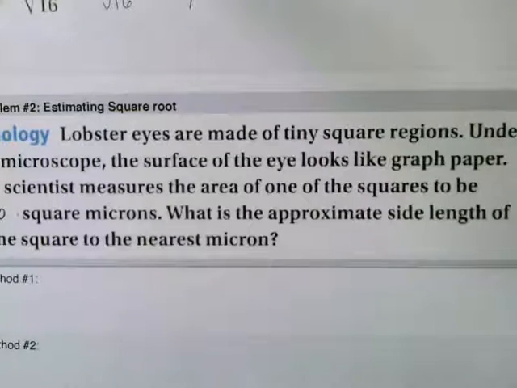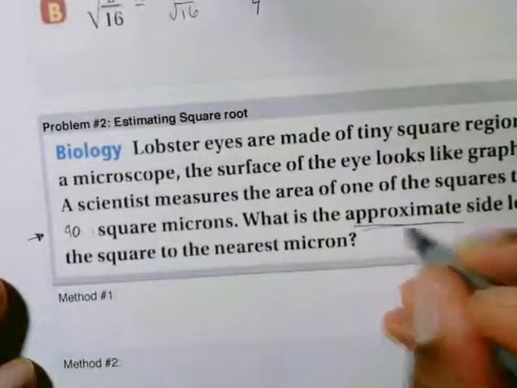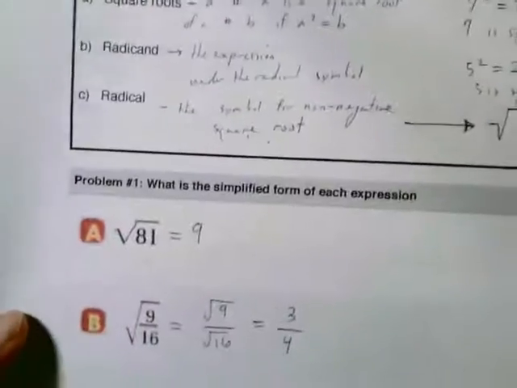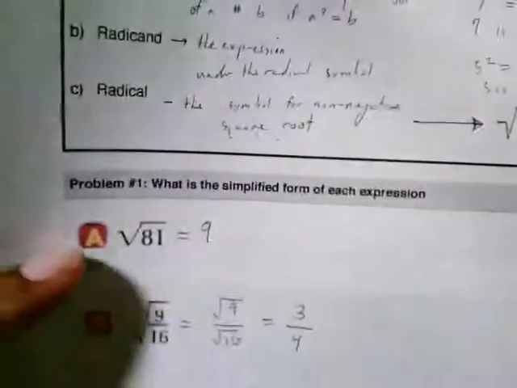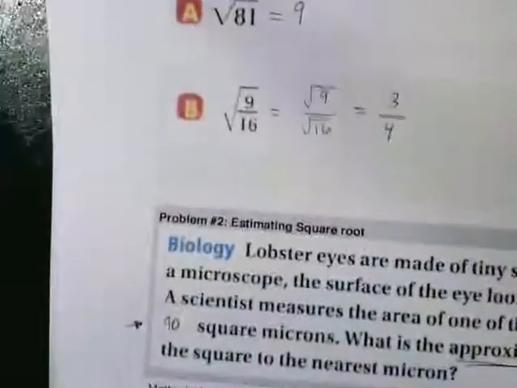So what's this question asking for? Well, first off, it's asking for approximate, and that's the key word. Approximate means I don't want the exact answer. I want to know about where the answer is going to be. In the previous questions I wanted the exact answer, but in this case I want about. So why is an approximate answer what I want?